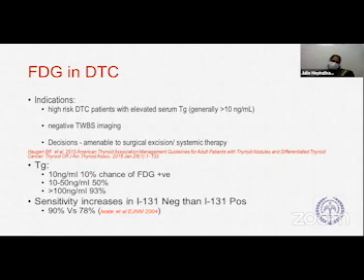Now, what is the indication of PET FDG in differentiated thyroid cancers? The indication is a high-risk DTC patient with elevated serum thyroglobulin and a negative whole body iodine scan. This is needed to make the decision whether they are amenable to surgical excision or to further systemic therapy with TKIs, or tyrosine kinase inhibitors. It is shown that if the thyroglobulin is more than 10, then there's a 10% chance of FDG positivity. But the higher the thyroglobulin, the more the sensitivity increases. And if there is iodine negativity, definitely the sensitivity increases to about 90%.